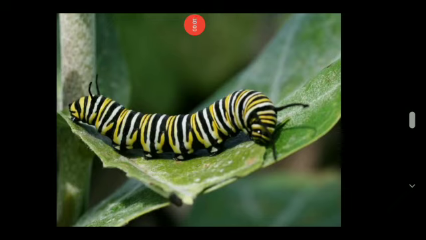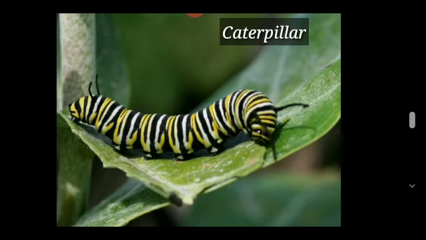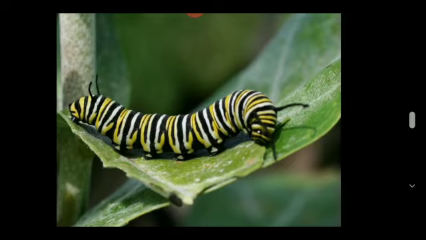Now in 6 to 8 days what happens? The larva emerges from the egg. The larva of a butterfly is called a caterpillar. Now see this picture of a caterpillar. This caterpillar is very hungry now, and it begins to nibble and eat the very leaf on which it emerged from the egg. It eats very fast, so its growth is very rapid.